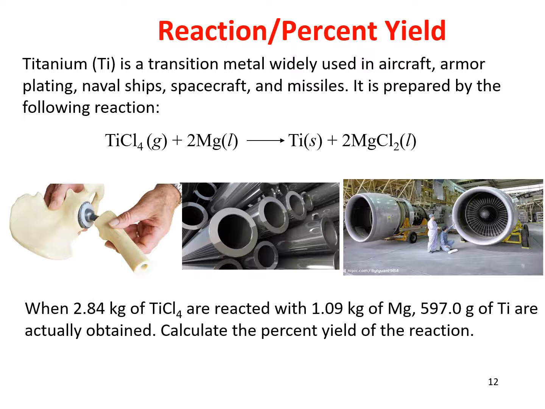Let's do one more. Okay, it says when 2.84 kilograms of titanium chloride are reacting with 1 kilogram of magnesium, that's how much titanium is actually obtained. So that is your actual yield. Calculate the percent yield of this reaction. Okay, so now you need to go ahead, pause the video, and do this problem by yourself.